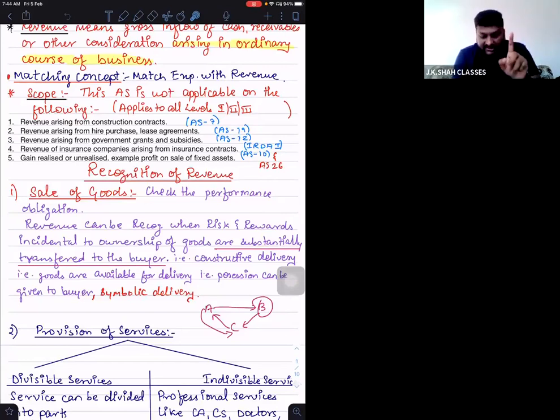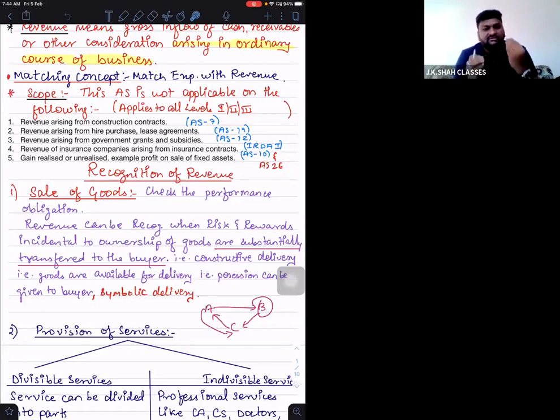So technically, what is their performance obligation? Their performance obligation is to get the lift delivered and installed. So once the lift is delivered plus installation is completed, then the revenue can be recognized.